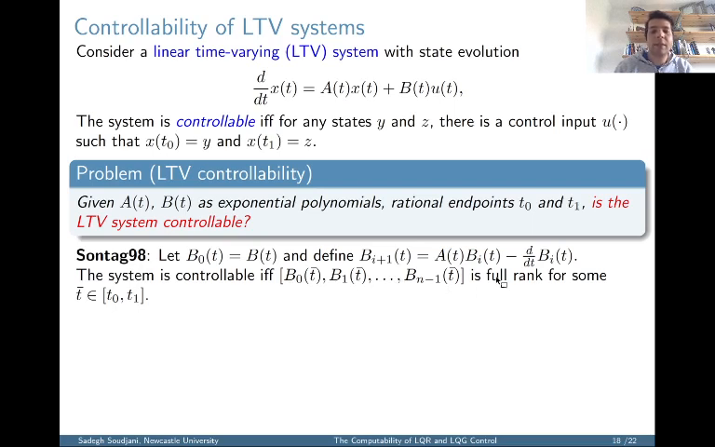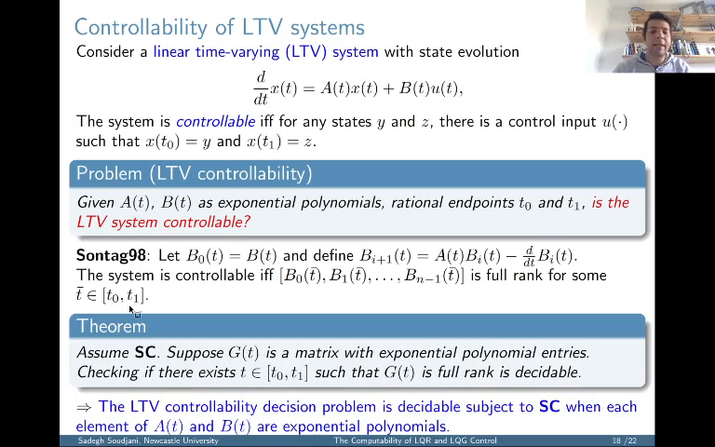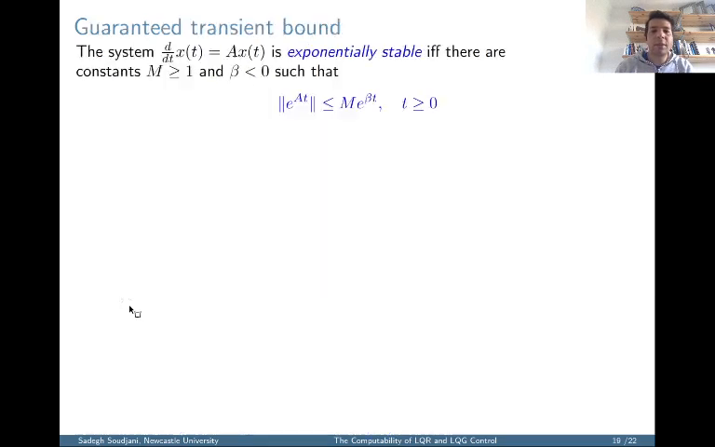To check whether the system is controllable, we should check whether this matrix can be full rank for some point in time inside the given interval. And if we assume Shannon's conjecture, checking whether this matrix has a full rank at some point becomes decidable, because at the end we have to take the determinant of some submatrices of this big matrix and check whether that determinant could be 0 or not. Okay, and this is decidable subject to Shannon's conjecture.